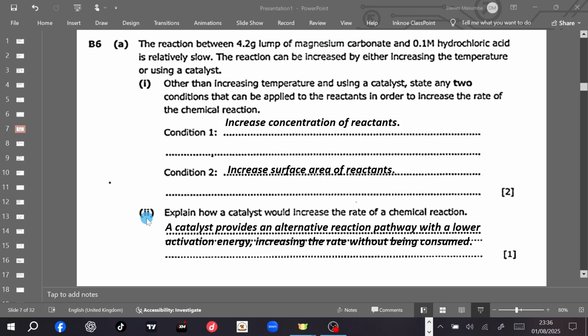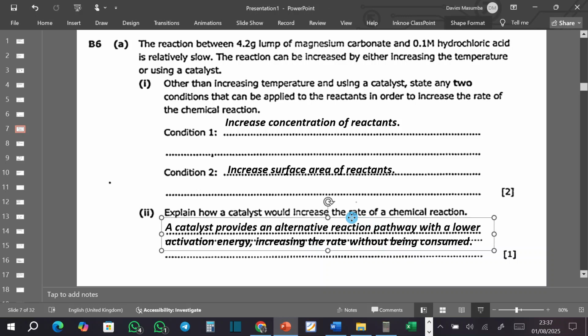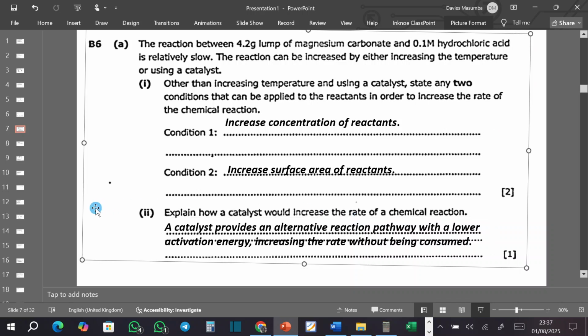So then we go to Roman numeral 2. They're saying explain how a catalyst would increase the rate of a chemical reaction. So in answering, we are saying a catalyst provides an alternative reaction path with a lower activation energy, increasing the rate without being consumed. So yeah, that's how it does.